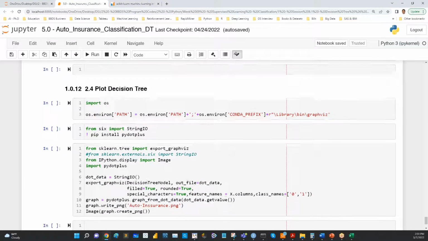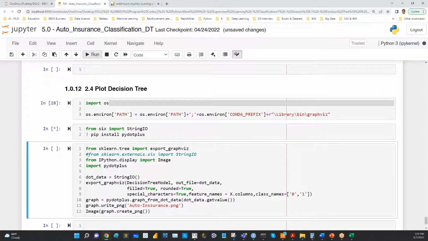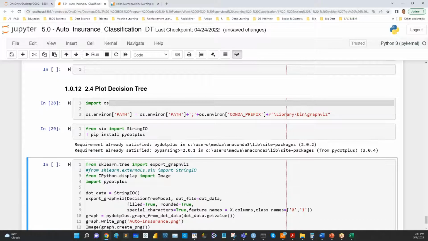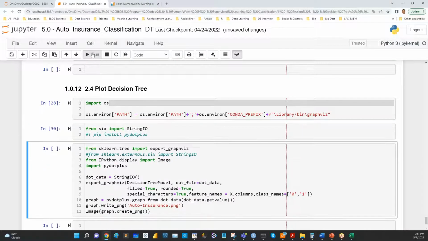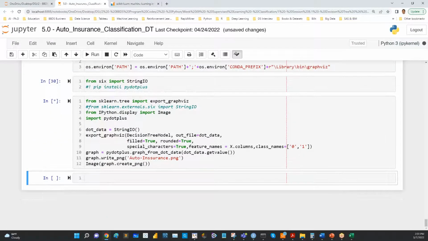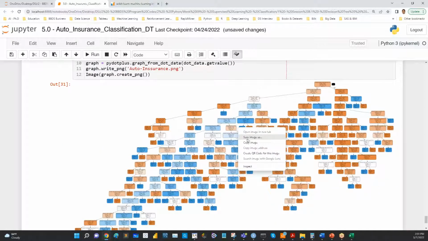We are going to use a library called export graphs. I'll provide the code later today. Let me uncomment this for now, and let's cross the fingers. This is a template, just copy paste, and it's going to work. Here we go. So this is our decision tree.